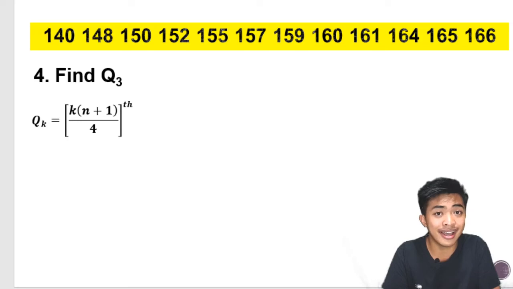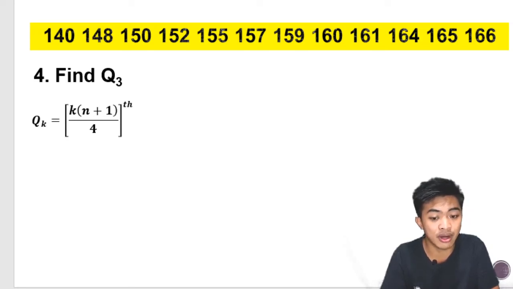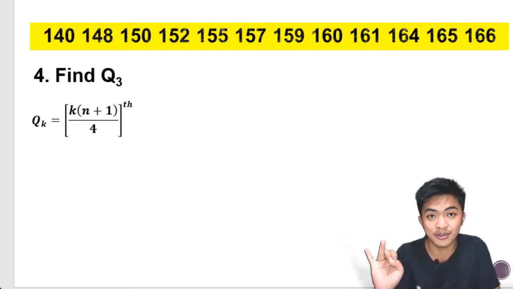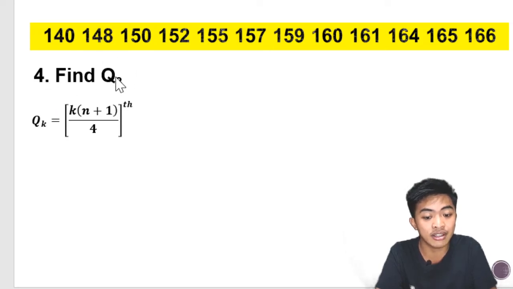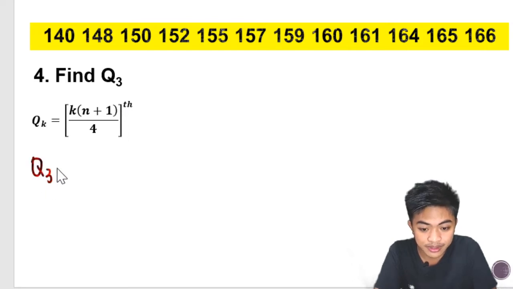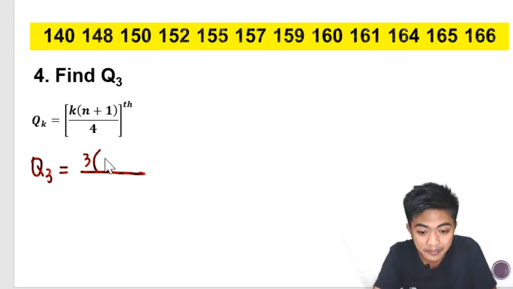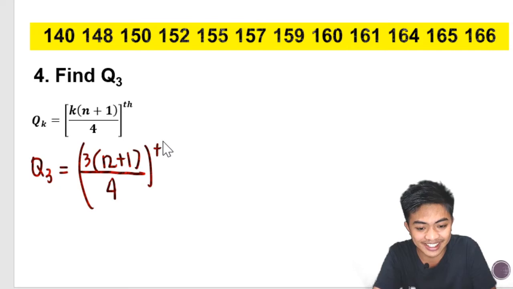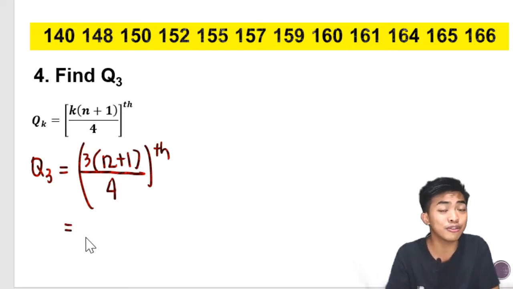Now, try naman nating mag-solve ng quartile. So, ulitin ko, quartiles divide the data set into 4 equal parts. So we have quartile 1, or the lower quartile, quartile 2, or the median, and quartile 3, that is the upper quartile. Here we are asked to find the third quartile, or the upper quartile. Okay, so let's do it. K is 3, N is, well, actually we're using the same data set, 12 plus 1 over 4. Bakit 4? Because that's quartile. And th. And then we solve for the result.